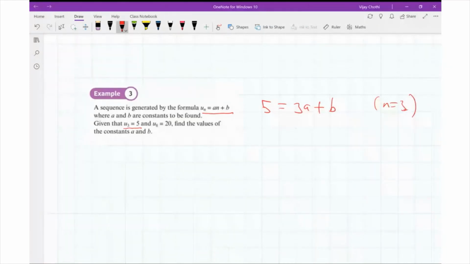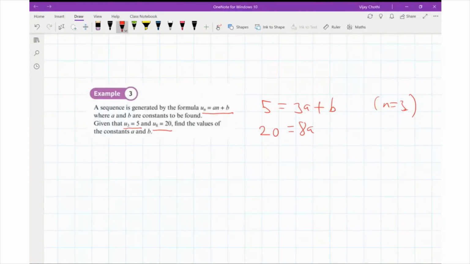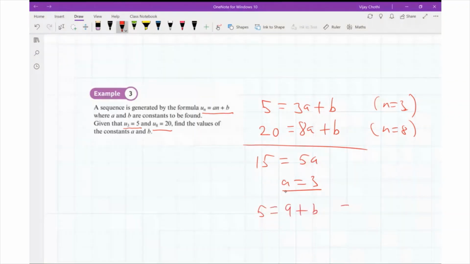The eighth term is 20. So when the eighth term is 20, all I've done is put n equals 8. So find a and b. 15 equals 5a, a equals 3, the first term equals 3. And this implies b equals minus 4. So then the formula for this sequence would be 3n minus 4.